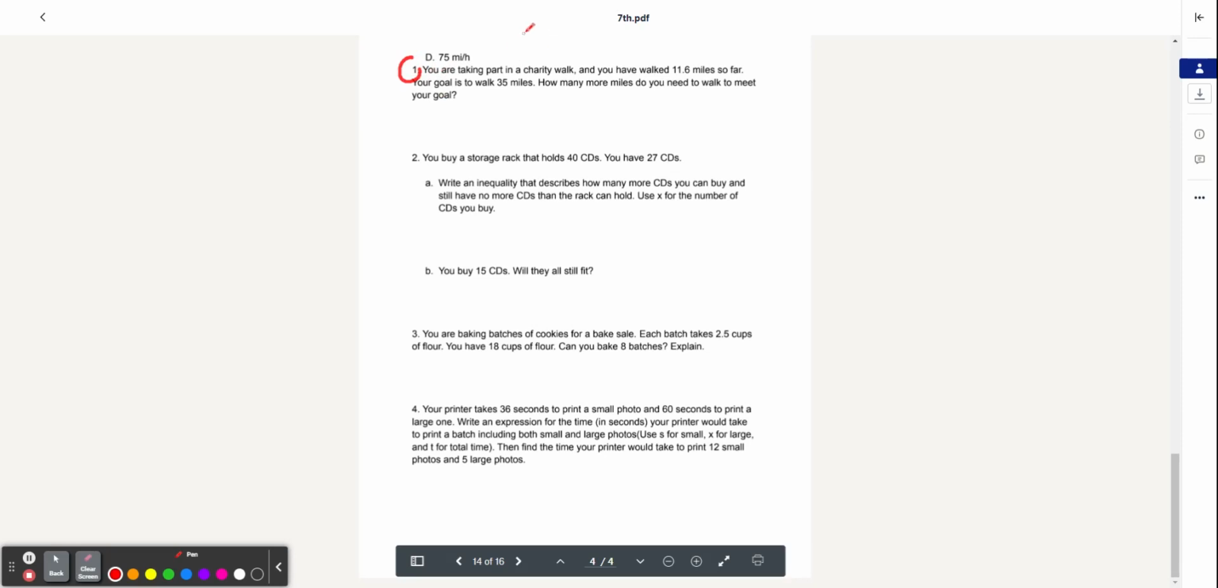Let's get one. You are taking part in a charity walk and you have walked 11.6 miles so far. Your goal is to walk 35 miles. How many more miles do you need to walk to meet your goal? This is a very simple problem. You have walked 11.6 miles and your goal is to walk 35 miles. So all we have to do is just subtract 11.6 from 35, and that is 23.4 miles.